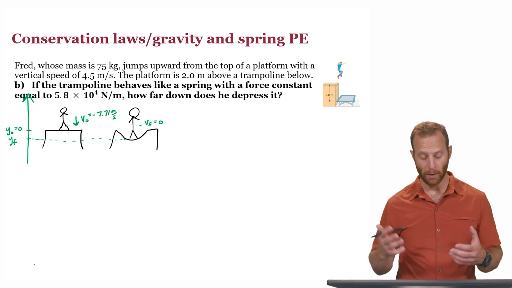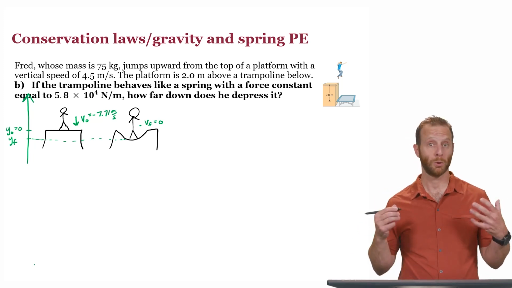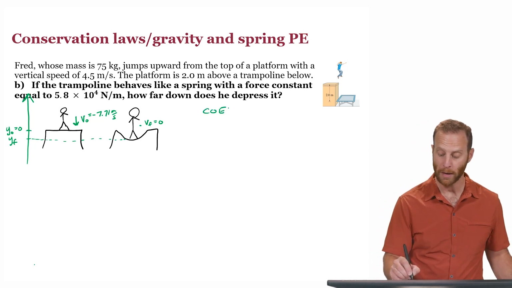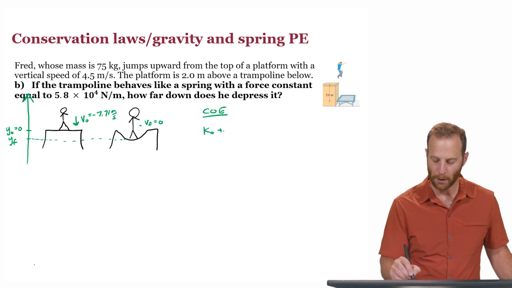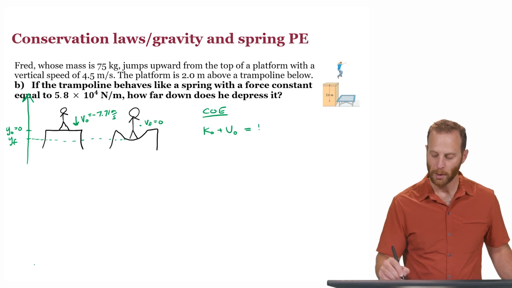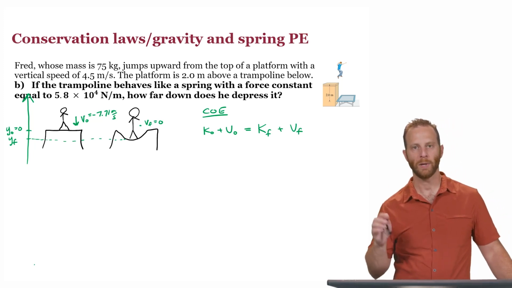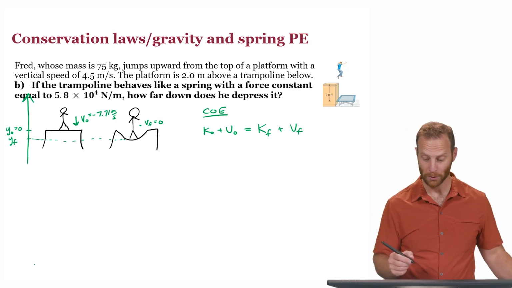Well, we know that we only have a gravitational force and a spring force present. Those are nice conservative forces. And so we'll continue to use conservation of energy, which I'll remind us looks like this. The initial kinetic energy plus the initial potential energy should be equal to the final kinetic energy plus the final potential energy. And this is where we have to be extremely careful because we have two forces to deal with: gravity and the spring force.